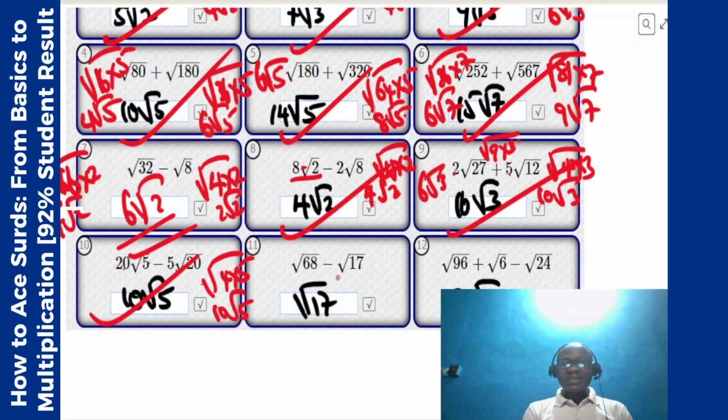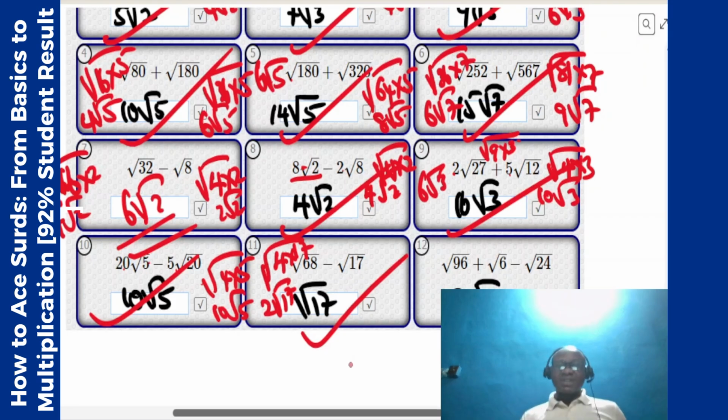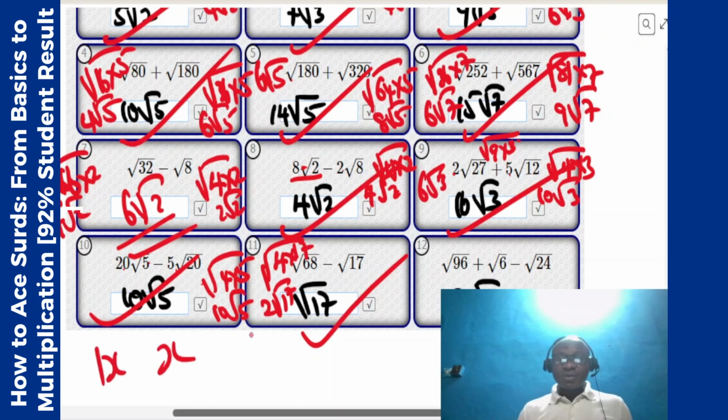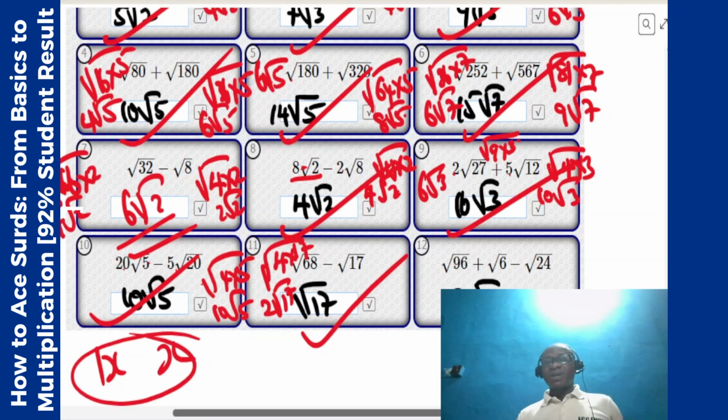68. 68 divided by 17 will give us 4. So this one is the same thing as 4 multiplied by 17. And that is going to give us 2 root 17 when you find the square root of 4. Then 2 root 17 minus root 17 will give us exactly root 17. You called it 1 root 17, but the way we write it is just root 17, just as you cannot write 1x, but you just write x. Okay, yes.